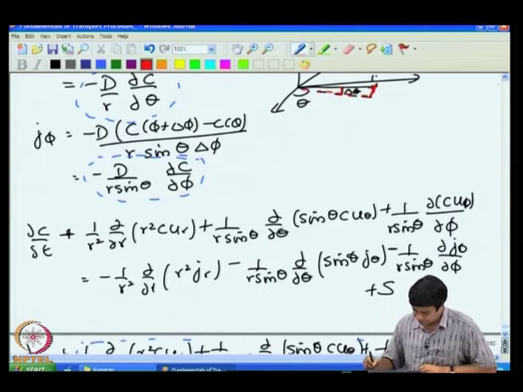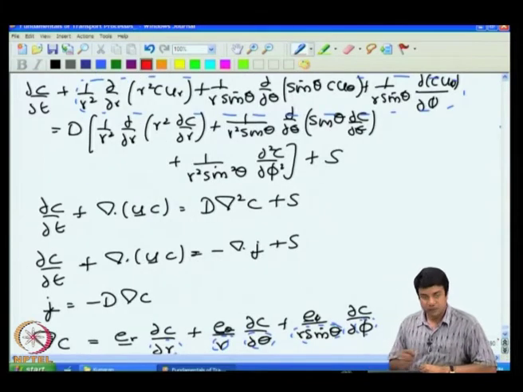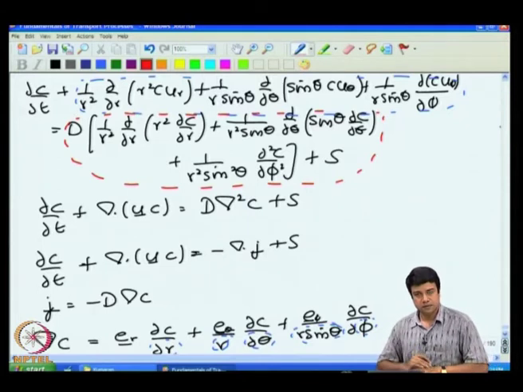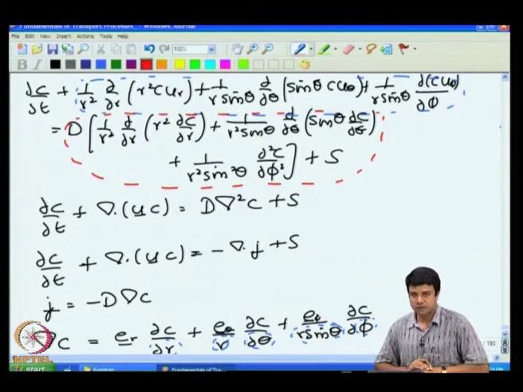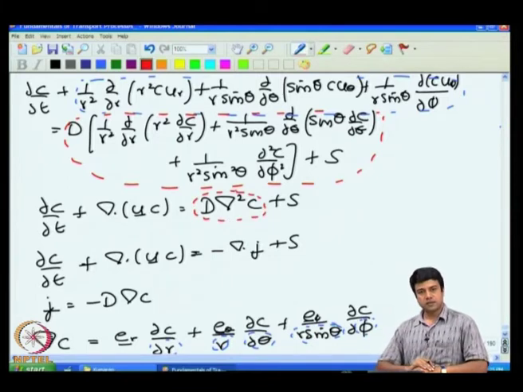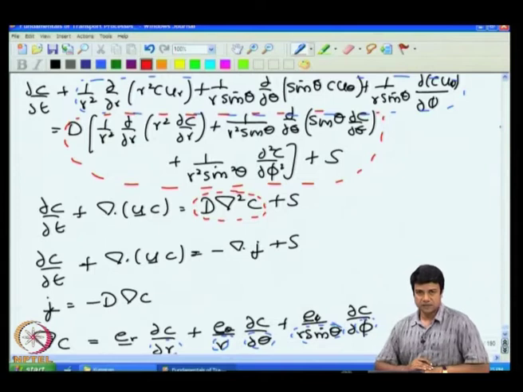And finally, we had defined the Laplacian in a Cartesian coordinate system as d square c by dx square plus d square c by dy square plus d square c by dz square. So, in the Cartesian coordinate system, we had defined that simply in terms of the second derivatives with respect to the coordinates. As you can see here, this is a more complicated form of the Laplacian in a spherical coordinate system.